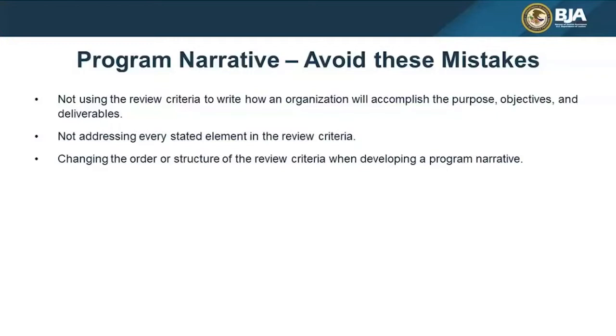The program narrative. Avoid these mistakes. Not using the review criteria to write how an organization will accomplish the purpose, objectives, and deliverables. Not addressing every stated element in the review criteria. Changing the order or structure of the review criteria when developing a program narrative. Avoid all of those common mistakes.